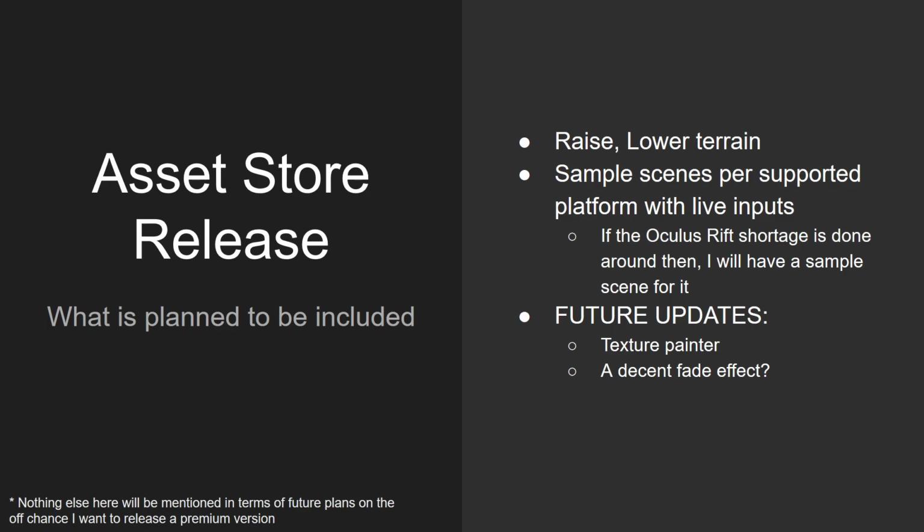Future updates for this that I don't have currently, maybe a texture painter, I really want to try that. And if that's the case, probably a decent fade effect. Anything else that I might add, I'm not going to bring up here because I might make a premium version, I'm not sure yet. But this was just a fun little thing I wanted to put together, and as for the relevance of it being in particularly Google Cardboard, you know what, I just wanted to test it, and it works, so I'm happy with that.